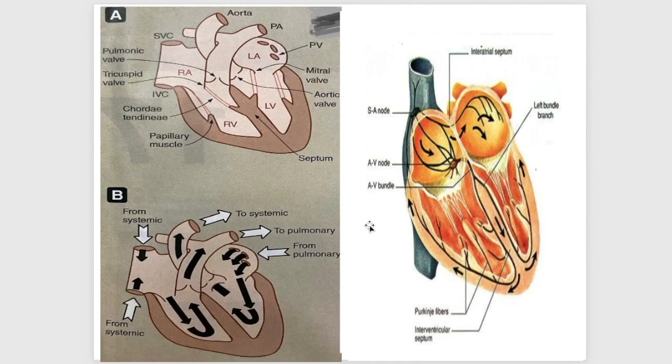Then the impulse passes into the right and left bundle branches and ultimately into the Purkinje fibers, causing the right ventricle to contract and pump its deoxygenated blood into the pulmonary arteries and the lungs. Simultaneously, the left ventricle contracts, pumping oxygenated blood into the aorta. Then the ventricles relax while the atria begin contracting, and the cycle starts all over again.